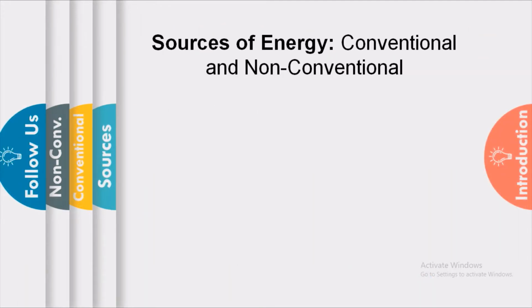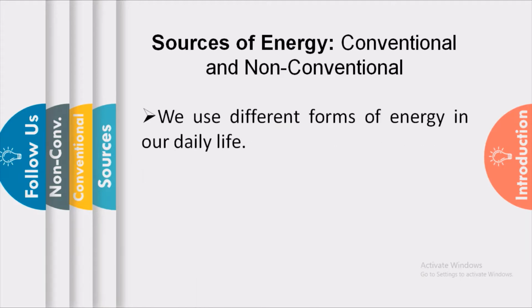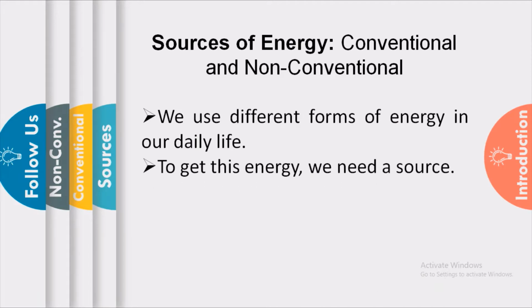As we know, we use different forms of energy in our daily life. For example, we use heat energy to cook food, electric energy to run TV and refrigerator, mechanical energy to walk, and also chemical energy to run our vehicles. And to get this energy, we need a source. Heat energy to cook food comes from burning the LPG gas in our home. So LPG is an energy source.